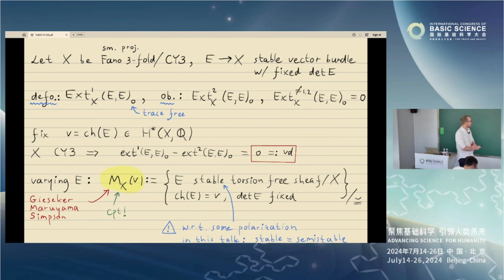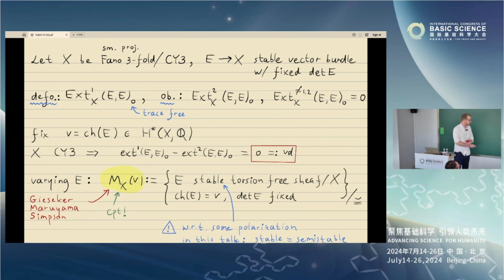Then again, you can look at the space of first order or infinitesimal deformations. This is the trace-free part of the first extension group, and the obstruction classes lie in the second extension group. And by stability and the fact that we're on a Fano or Calabi-Yau 3-fold, all other extension groups vanish. So now we fix some topology. We fix the total Chern character of the sheaf, and we call it v. Then again, on the Calabi-Yau threefold, something very special happens: the difference in the dimensions of the spaces of deformations and obstructions is again 0, like in the Gromov-Witten case.